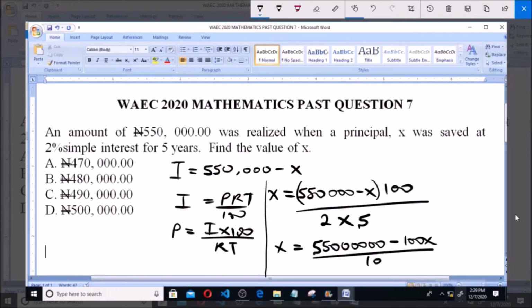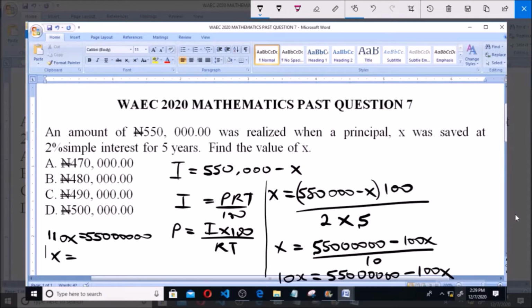So from here we'll have that 10x is equal to 55000000 minus 100x. So bringing this 100x to this place, as if you are adding 100x to both sides. Now adding 100x to both sides, we'll have 110x is equal to 55000000. So to find x, we simply divide both sides by 110.